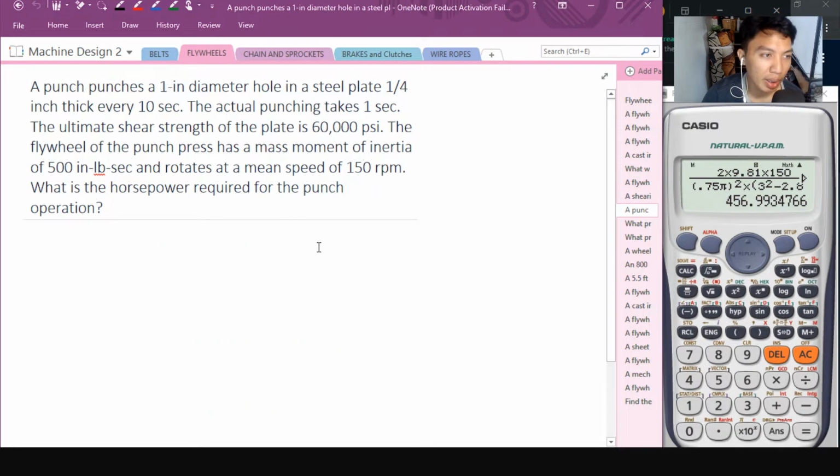Next one. A punch machine punches a 1-inch diameter hole. So you are given there the diameter of the hole in a steel plate, 1/4 inch thick every 10 seconds. The actual punching takes 1 second. So the ultimate shear strength of the plate is 60,000 psi. The flywheel of the punch press has a mass moment inertia of 500 inch pound per second and rotates at a mean speed of 150 RPM. What is the horsepower required for the punch operation?